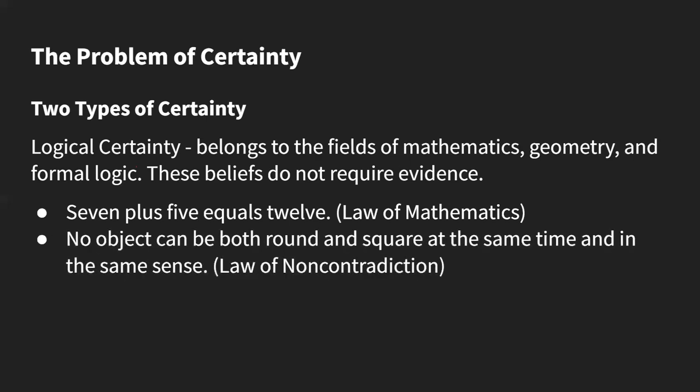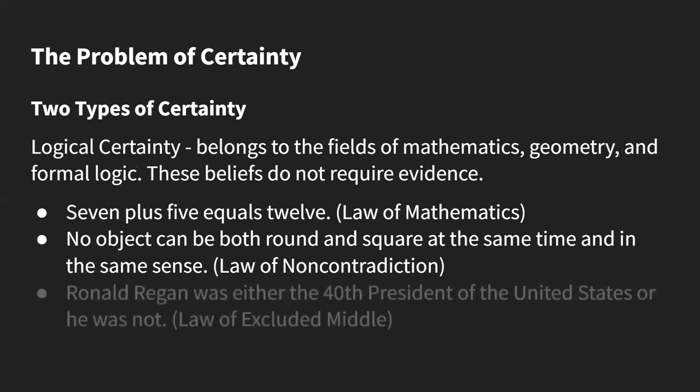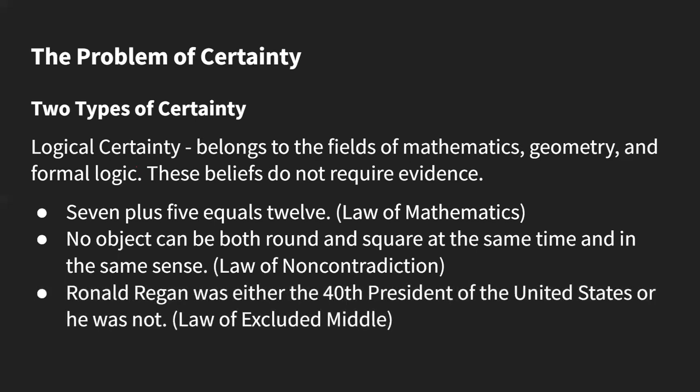No object can be both round and square at the same time and in the same sense. That's the law of non-contradiction. You can't have a circle be a square and a square be a circle at the same time in the same sense. That's a pretty basic philosophical example they use. Ronald Reagan was either the 40th president of the United States or he was not. That's called the law of the excluded middle. There's no middle ground there. He wasn't the 40th president of the United States, or he was the 40th president of the United States. There's no middle ground to argue there.